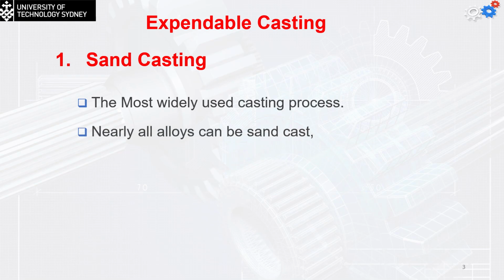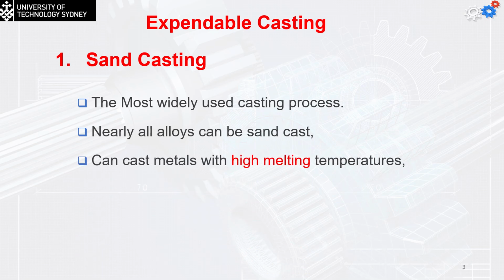Nearly all alloys can be sand cast because the sand mold can take as high a temperature as possible. So it can cast metals with high melting temperatures, like the superalloys or titanium.